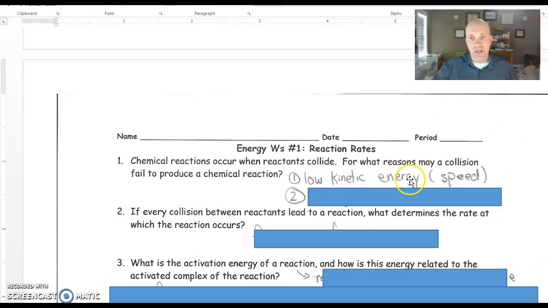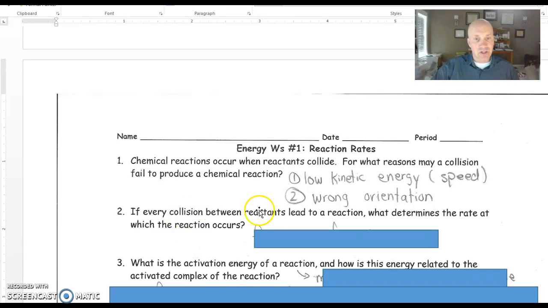First of all, low kinetic energy. Maybe the temperature of the reaction isn't high enough. That would mean the particles aren't moving that fast, so when they do collide, they don't have enough speed for the reaction to occur. The other possibility is that it doesn't have the right orientation. When the reactants collide, if they're not facing the right ways, then nothing can occur.